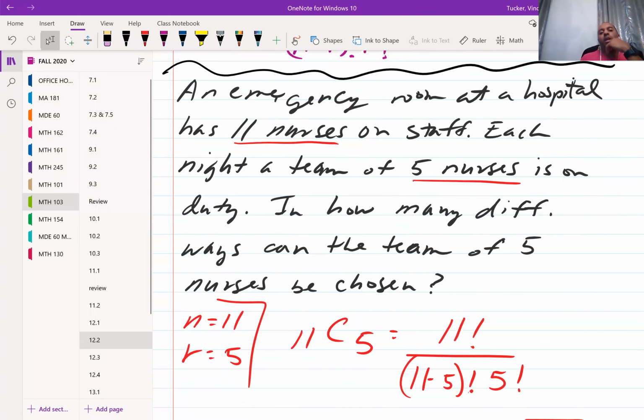All right. So you have 11 nurses. You're choosing 5 out of those 11. So N will be 11, R will be 5. That's 11C5. So 11 factorial over 11 minus 5 factorial times 5 factorial.